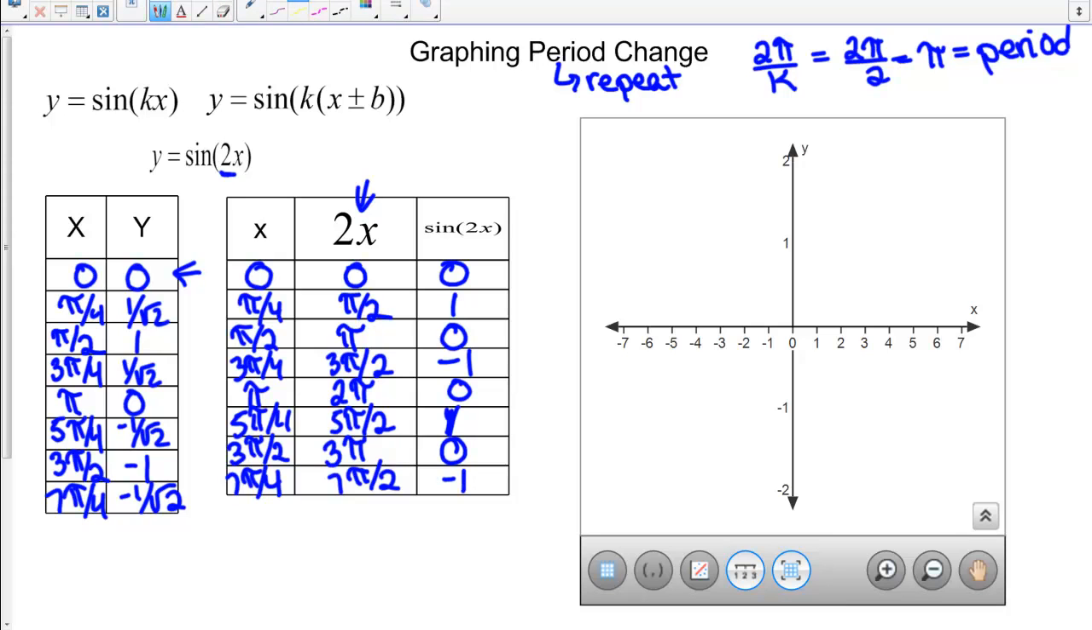But if we were to graph our x's and our y's, we would get something that looks like this. So notice that in the time that we usually repeat once, we now repeat twice because our period is pi. We've started repeating over at pi.